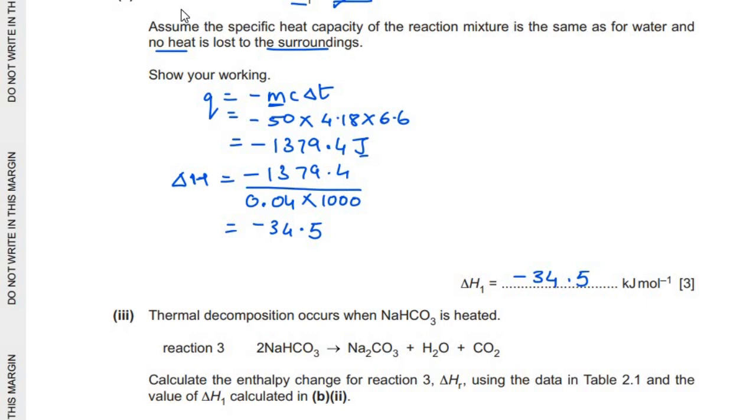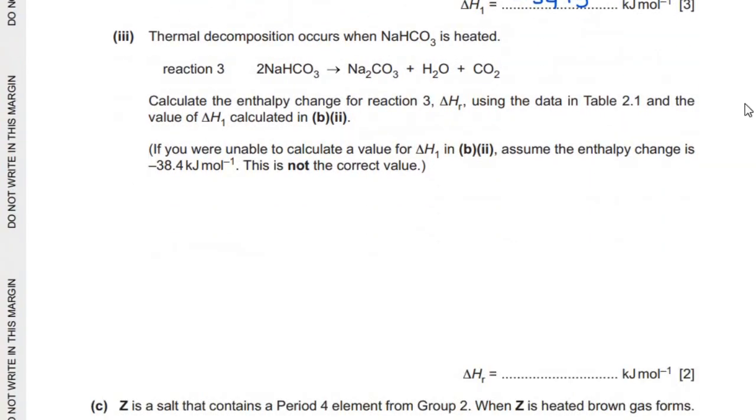That's the enthalpy change. Now next, thermal decomposition occurs when sodium hydrogen carbonate is heated. This is the equation shown. Calculate the enthalpy change, delta H3, for reaction 3, that is this reaction, using the data in table 2.1 and the value delta H1 calculated in B2. If you are unable to calculate delta H1, then they have given us the value, but let's understand the whole process.